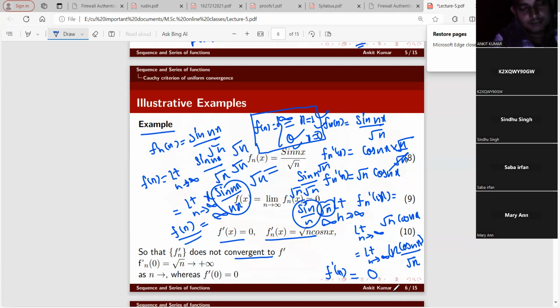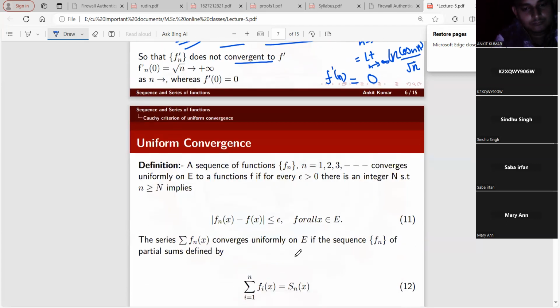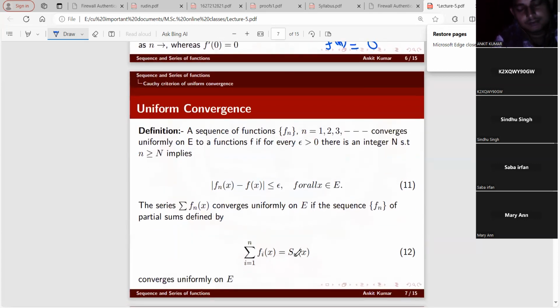Now we will move to the next slide. What is the uniform convergence? Mainly, the concept of uniform convergence arises here: what is the uniform convergence?